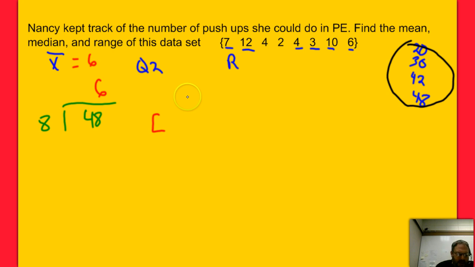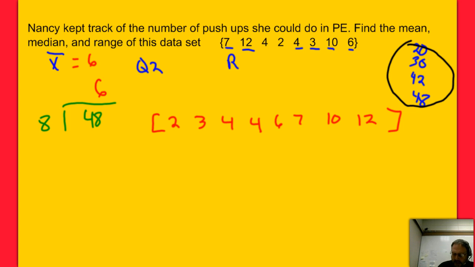Okay, so I'm asking you the question, how do we find the median? Well, first we have to line up the numbers from the smallest to the largest. So we're thinking of making a train or something like that. So in my brackets, I'm going to go 2, 3, 4, 4, 6, 7, 10, 12. Those are my numbers in order from the smallest to the largest.